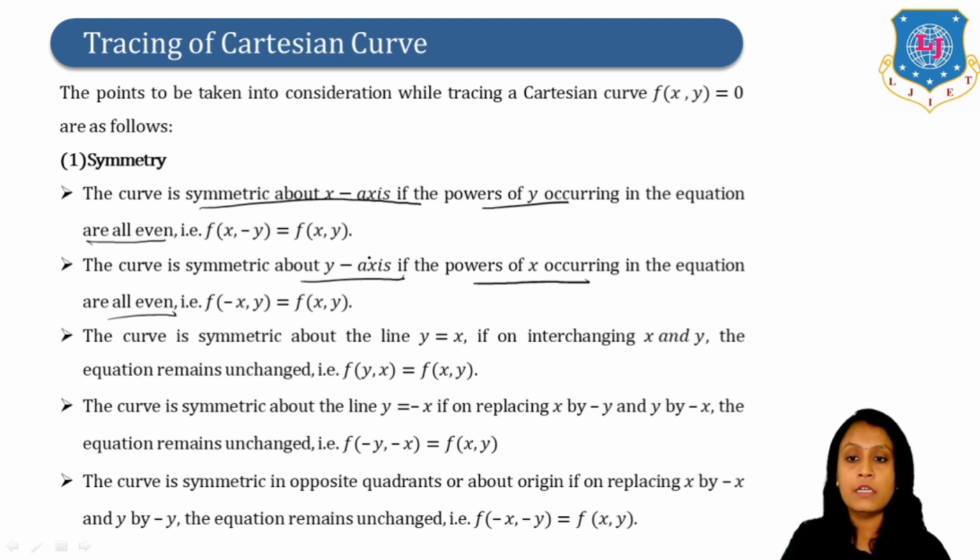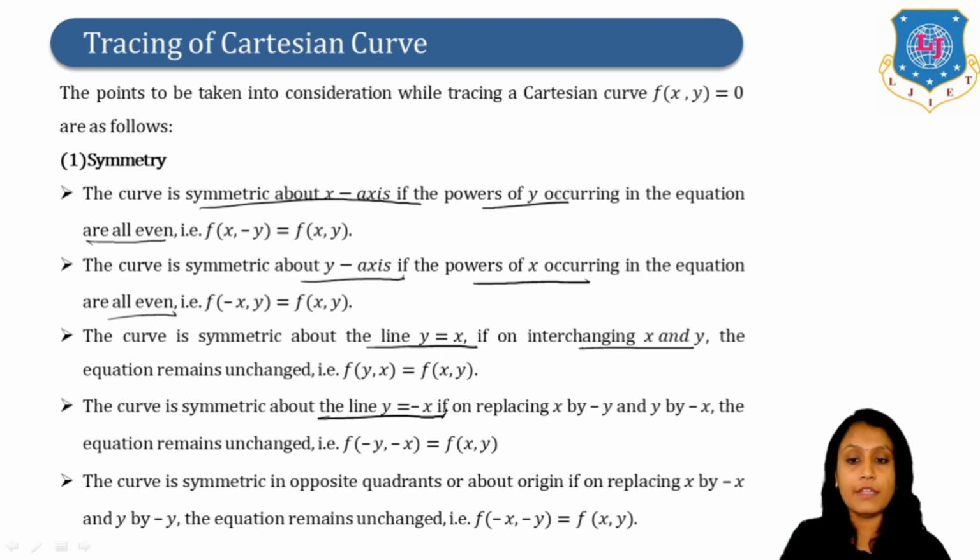Also, we can use this to check whether the curve is symmetric about the x-axis or the y-axis. So for the x-axis, we have f(x, -y) equal to f(x, y), and for the y-axis we have f(-x, y) equal to f(x, y). Next, the curve is symmetric about the line y = x if on interchanging x and y the equation remains unchanged. So in the given question just interchange x and y, and if the equation remains the same, then we can say that the curve is symmetric about the line y = x.